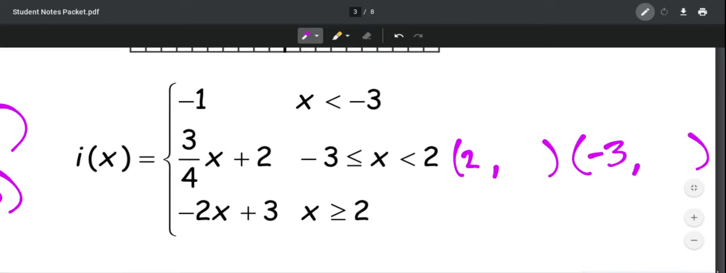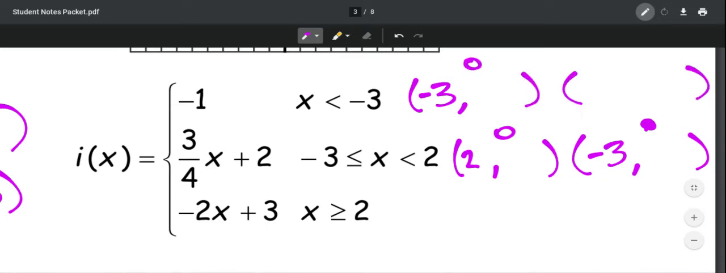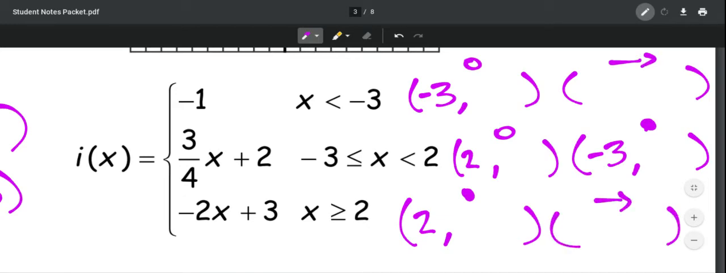So the 2 is an open circle. The 3 is a closed circle because of the lines. Here we have -3 and it's open. And here you have to choose. Here we have 2 and it's closed. And you have to choose. Remember, when you choose, it's an arrow.